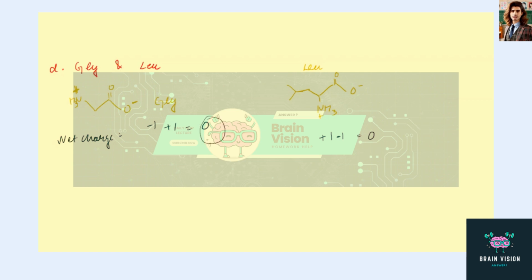Now when the net charge is 0, the heavier amino acid or the one with larger side chain is going to be eluted first. So you can see leucine has a large side group, whereas in glycine you only have hydrogen as a side chain. Therefore leucine will be eluted first.